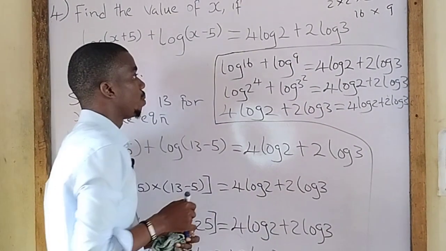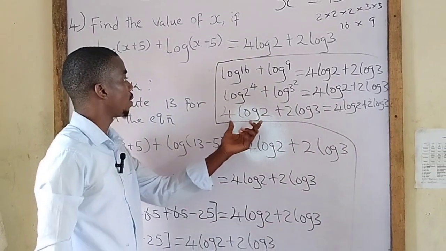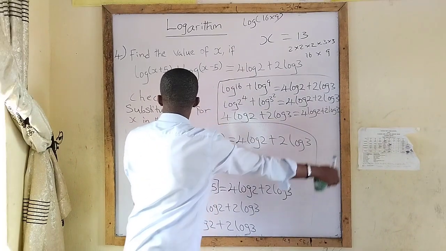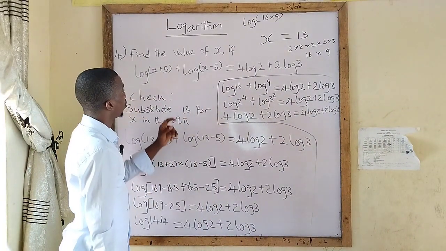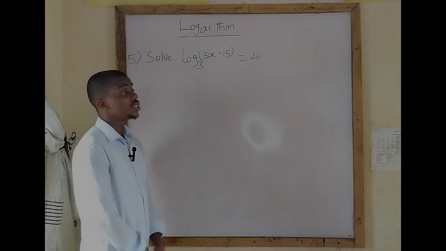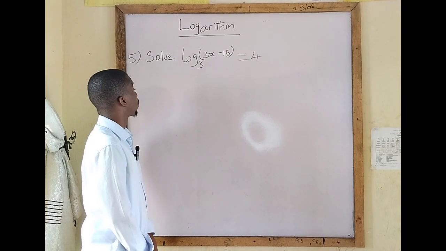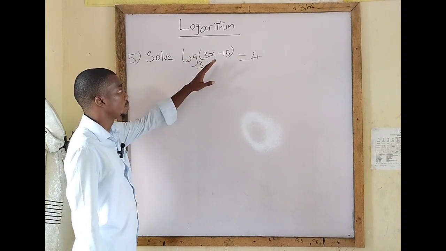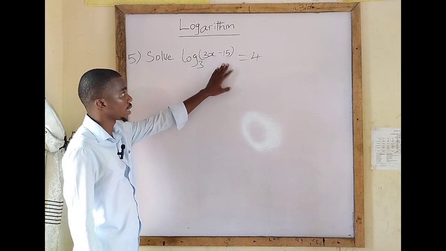Okay, so now from here you can see that what we have on the left hand is equal to what we have on the right hand. So the value of x was actually correct, which is 13. So we'll go to the next question, which says solve log (3x minus 15) to base 3 equal to 4.